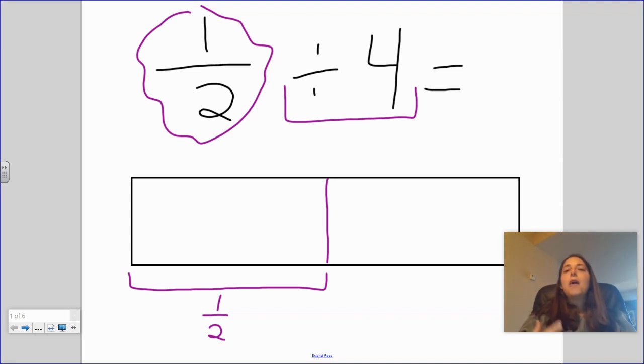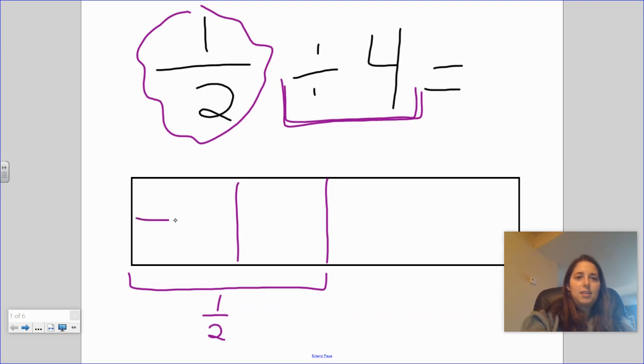So here we go. Now I need to take that half and I need to divide it into 4 equal pieces because that's the action that's happening. So I'm going to go ahead and divide it into 4 equal pieces. Everyone keeps doing these vertical lines. Do whatever makes sense to you. Like for me, that's an easier way to divide that into 4 equal pieces. Now, what we've done is we've taken that 1/2 and we've divided it into 4 equal pieces, and we want to see what we have.